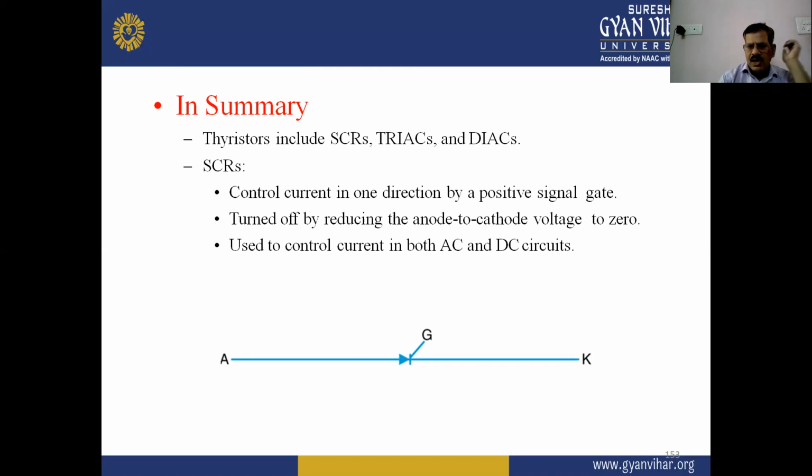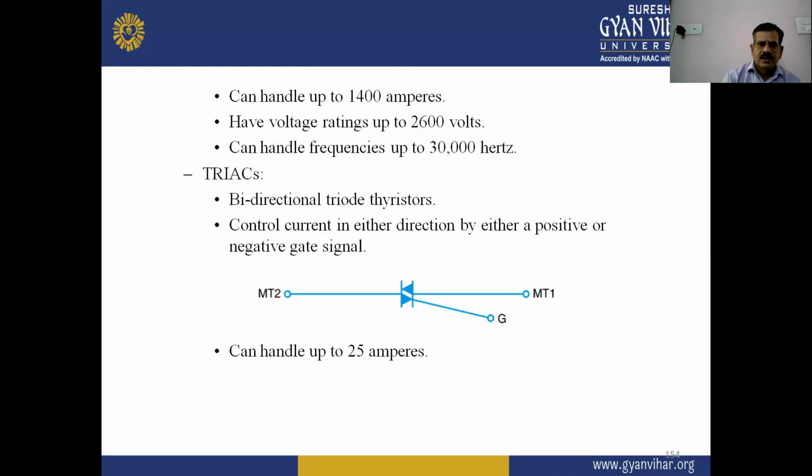So this is the symbol of the thyristor here, with three terminals: anode, cathode, and gate. Also, a thyristor can handle up to 1400 amperes of current. So this is a very high amount of current. And thyristors have a voltage rating up to 2600 volts. And a thyristor can also handle frequency up to 30,000 hertz. So these are some features of the thyristors.